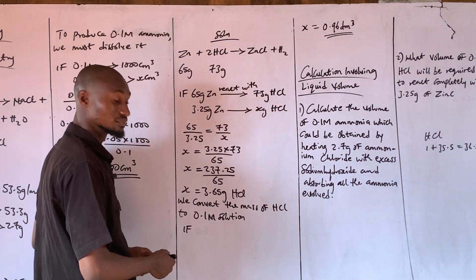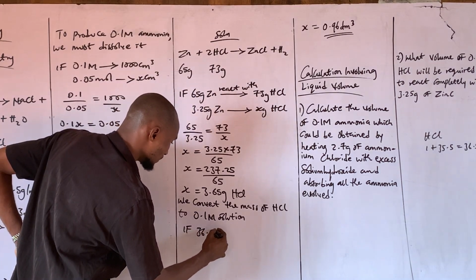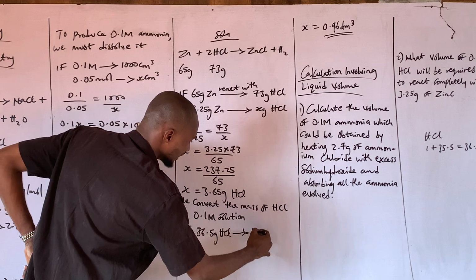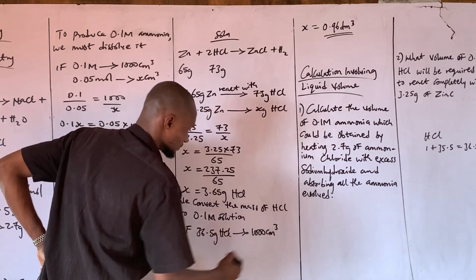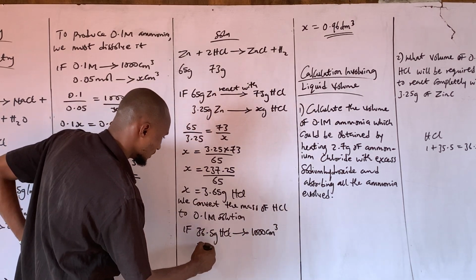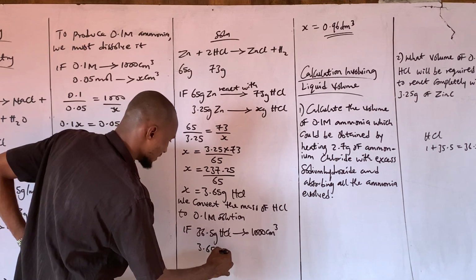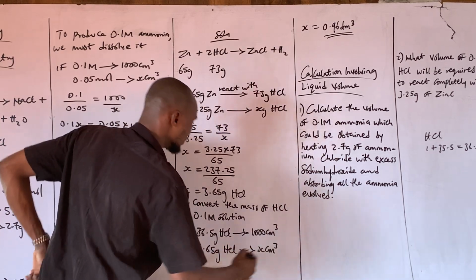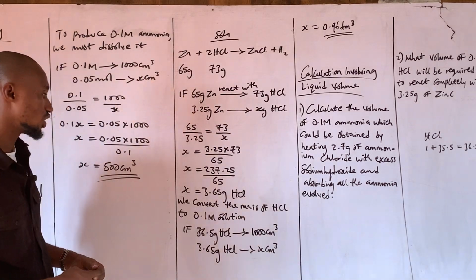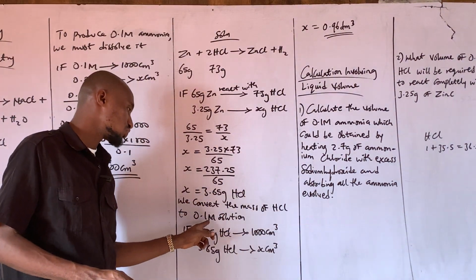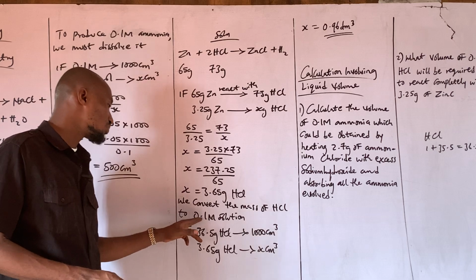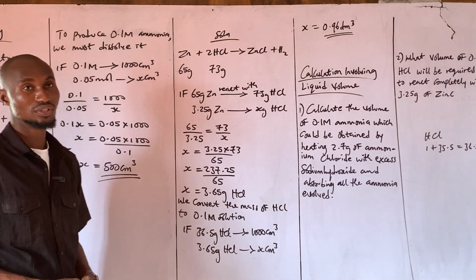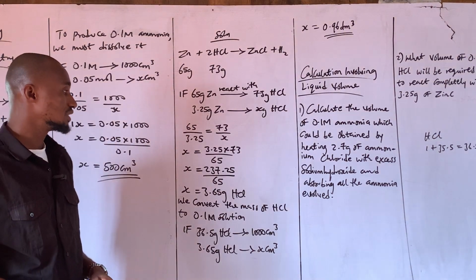Let me help you. We say if 36.5 gram of HCl dissolves in 1000 cm3, now 3.65 gram of HCl will dissolve in x cm3. This is how you convert from the mass to 0.1 mole solution, because 0.1 mole of this would dissolve in 1000 cm3. Do you get?